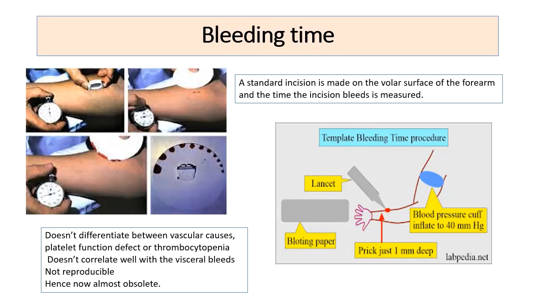Now bleeding time. In this process, a standard incision is made on the volar aspect of the forearm, and the time the incision bleeds is measured, and that is what gives the bleeding time. Now it is currently becoming obsolete because it does not differentiate between vascular causes, function defect, or thrombocytopenia. It doesn't correlate very well with visceral bleeds, and it is not reproducible. It can have person-to-person errors, and hence is now almost obsolete.